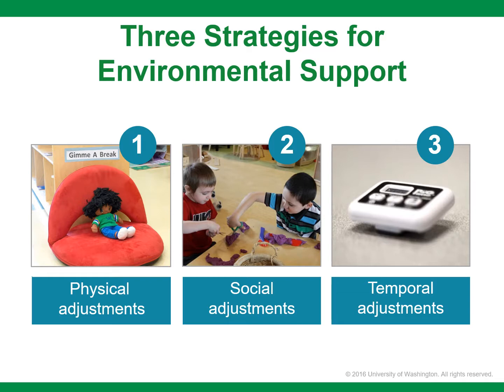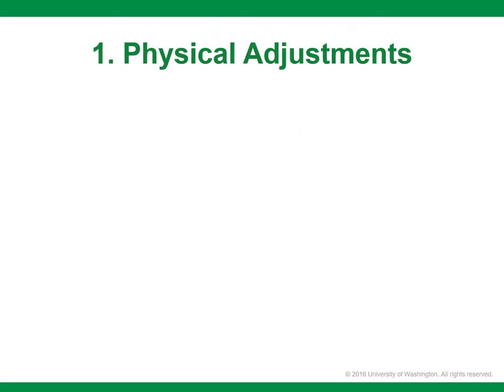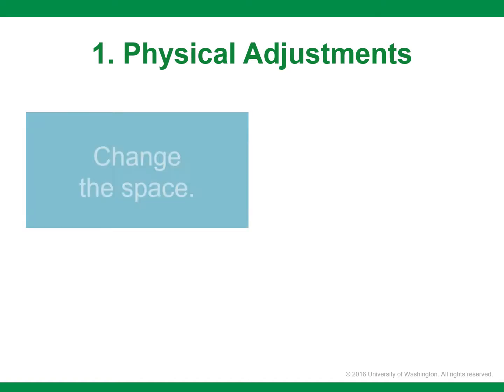For social adjustments, small adjustments to the social environment, such as intentional groupings and selecting intentional materials, can be helpful. Temporal adjustments are relative to the schedule and the time spent on various tasks. Small adjustments can be made to the materials and space in the physical environment to promote higher levels of participation.